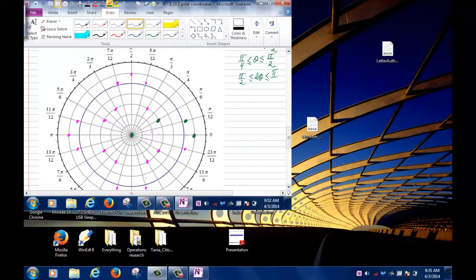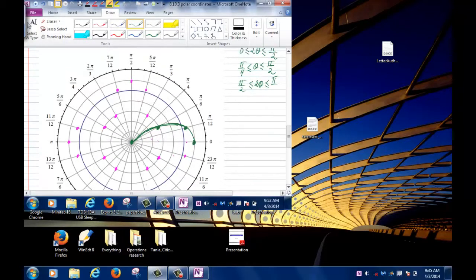Up to pi over 4, is it increasing or decreasing? r is decreasing from 1 to 0. So we see the pattern here, that we get something like this. Okay, now between pi over 4 and pi over 2, what is happening? At pi over 4, I have this point, the origin. At pi over 2, I get this point here.